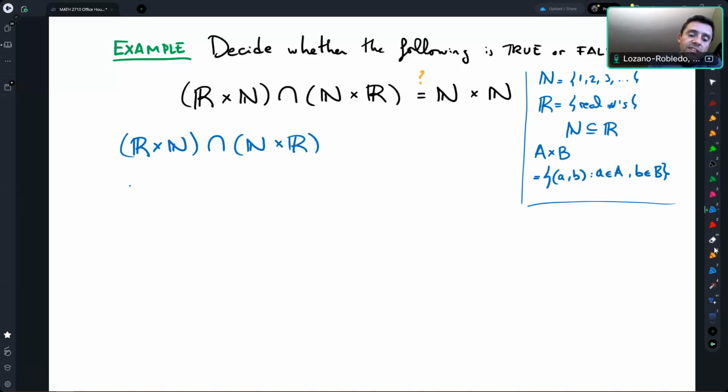Then what does this mean? First of all, R cross N will be pairs of real numbers and natural numbers. And we're going to intersect that with N cross R. N times R, that will be pairs of natural numbers and real numbers.